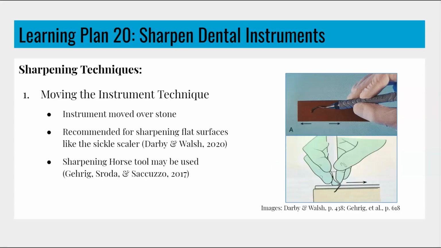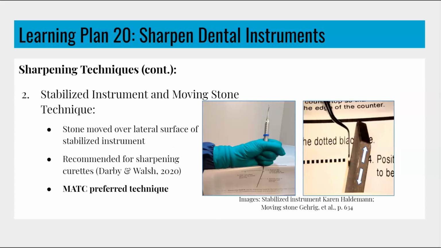Moving the instrument technique is where the instrument is moved over the stone. Darby and Walsh recommend this technique for sickle scalers. A special tool called a sharpening horse can be used with this technique. MATC teaches the stabilized instrument and moving stone technique, where the sharpening stone is moved over the lateral surfaces of a stabilized instrument. According to Darby and Walsh, this is the recommended technique for sharpening curettes.